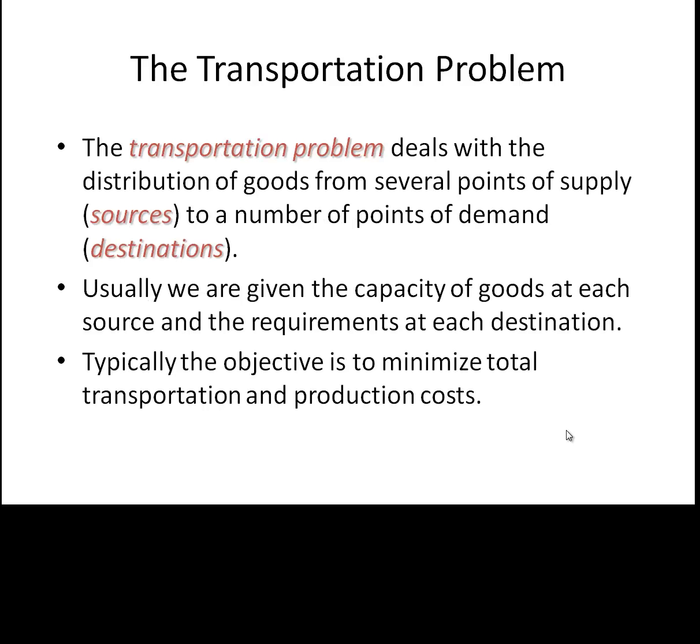Now, first case, we will talk about the transportation problem. What's going on in reality is that we have several points from which we want to obtain supplies. Those supplies are going to go from one point to multiple other points. We call the places that we are supplying from sources, and the places that require demand, we call destinations.